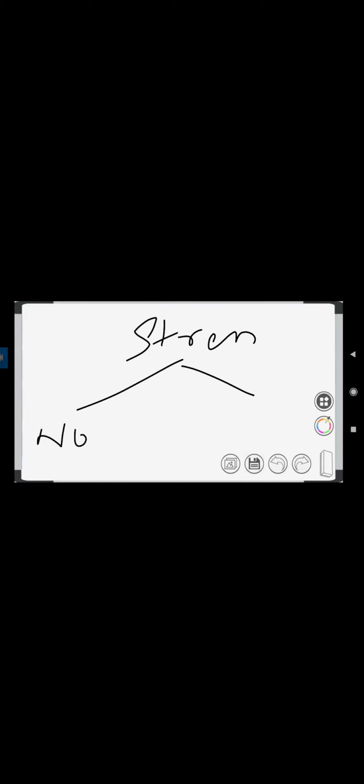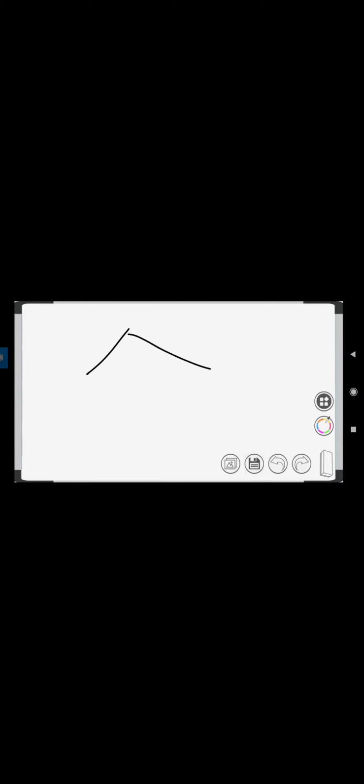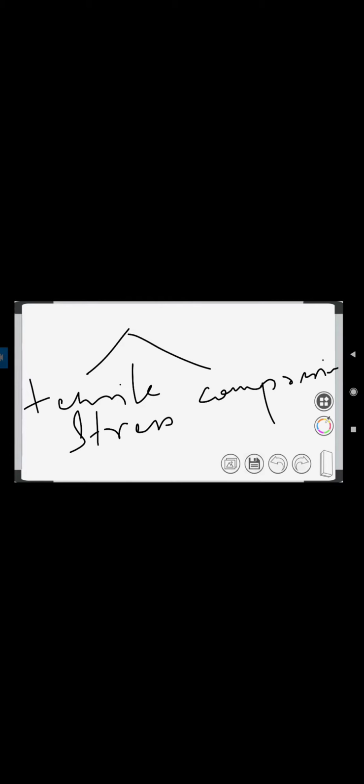Before that, there are two kinds of stresses. The very first kind is normal stress, and the second is shear stress. Okay, so let us go to normal stress. The normal stress is of two types, that is tensile stress and compressive stress.